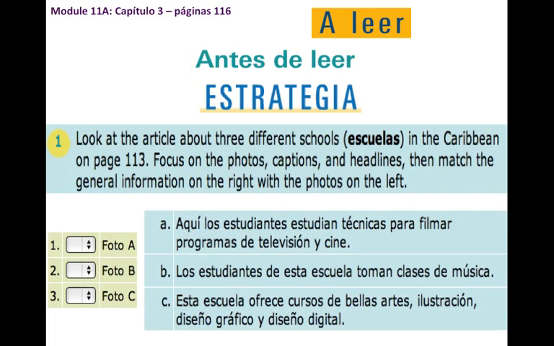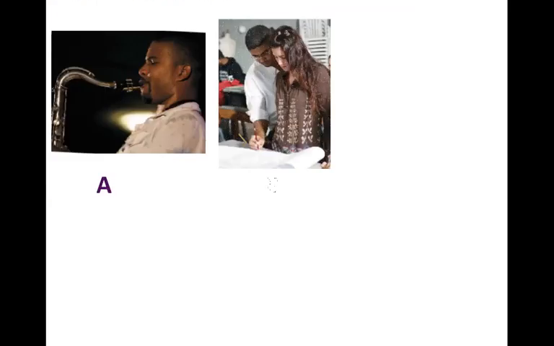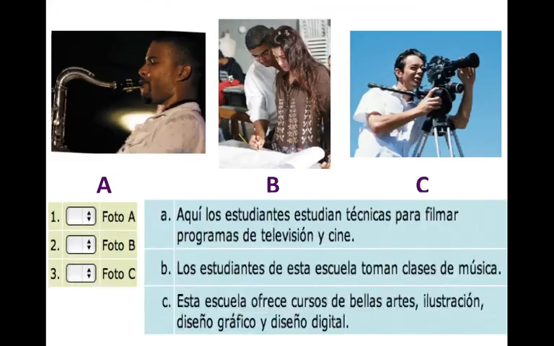Letra A, aquí los estudiantes estudian técnicas para filmar programas de televisión y cine. We're going to see una foto that will pertain to esta frase A. B, los estudiantes de esta escuela toman clases de música, una foto. Y C, esta escuela ofrece cursos de bellas artes, ilustración, diseño gráfico y diseño digital. So let's see, foto A, foto B y foto C.